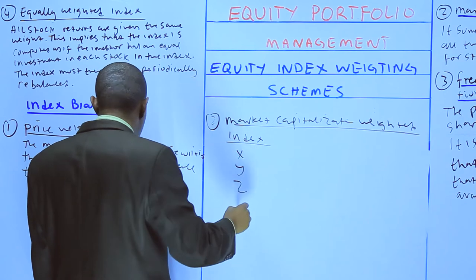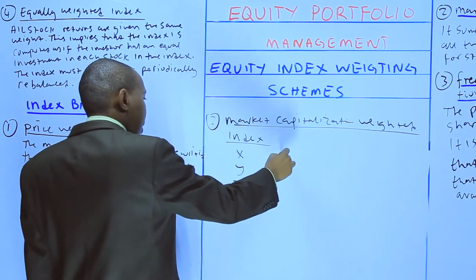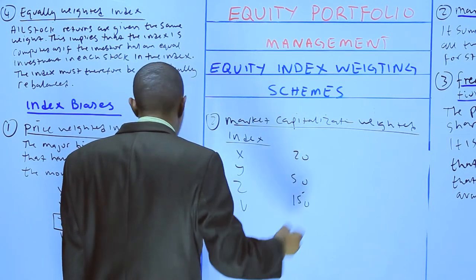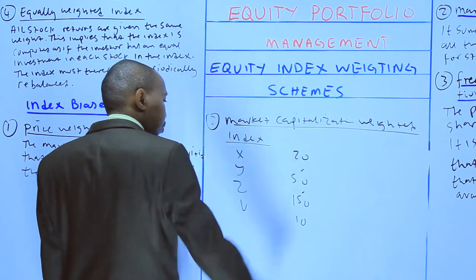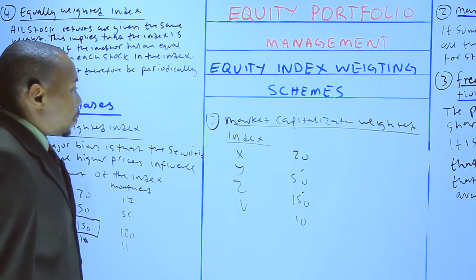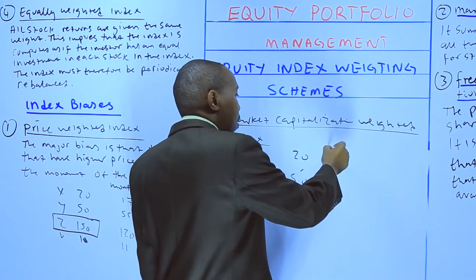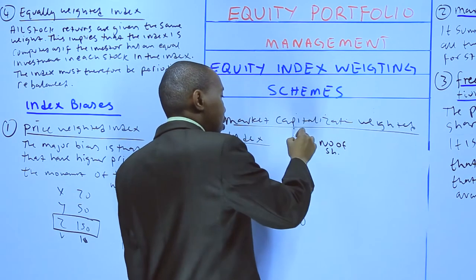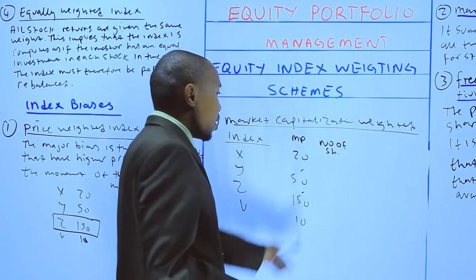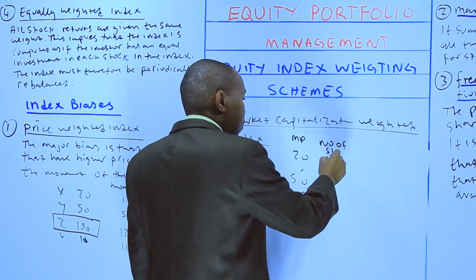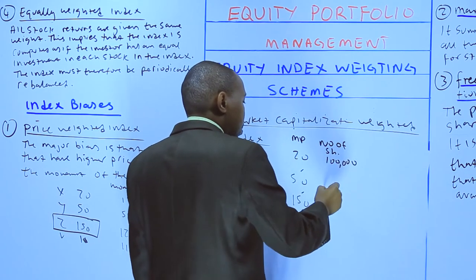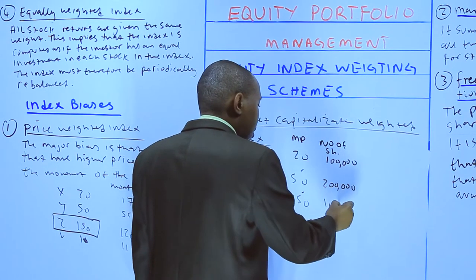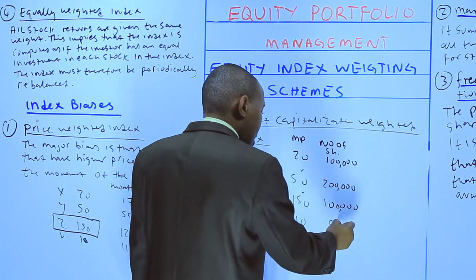X, Y, Z, V. Here the prices are 20, 50, 150, 10. So we have to get the market cap by multiplying the market price with the number of shares outstanding. The number of shares, maybe it is 100,000, this is maybe 200,000, this is maybe 100,000, and so on and so forth. This one is maybe 50,000.